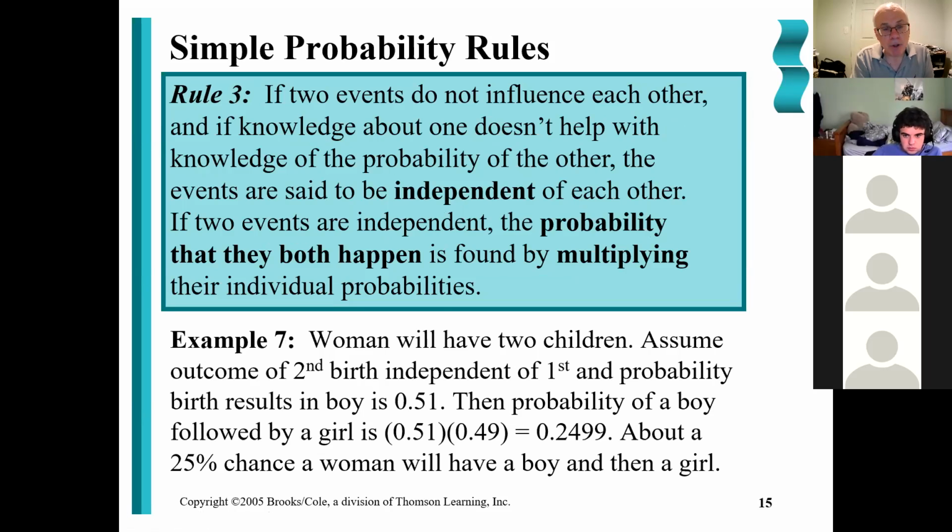Here's the other rule that you have to know about. If two events do not influence each other. Now, what does that mean? The two events could occur at the same time, but they don't influence each other, which means knowledge about one of them does not change the probability of the other. Let me give you an example.